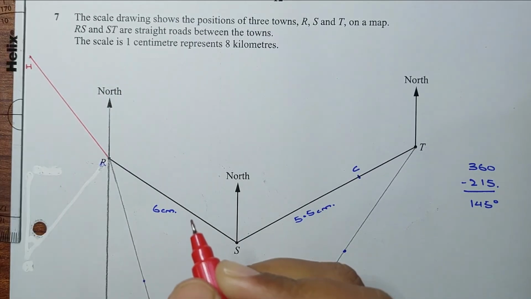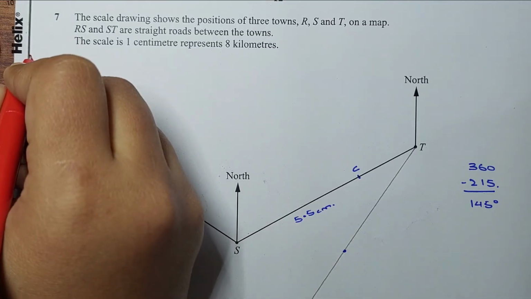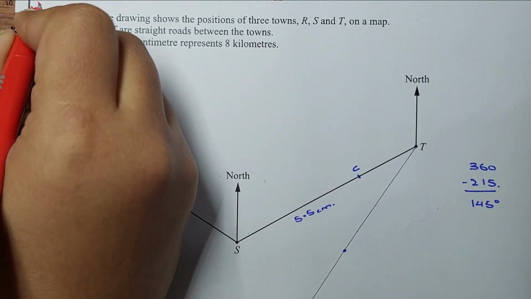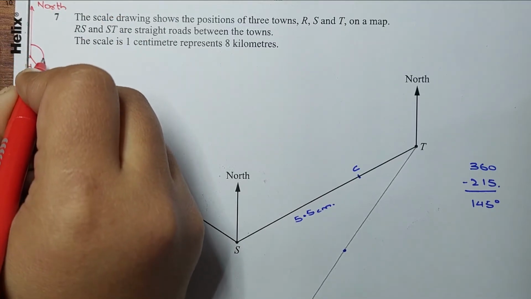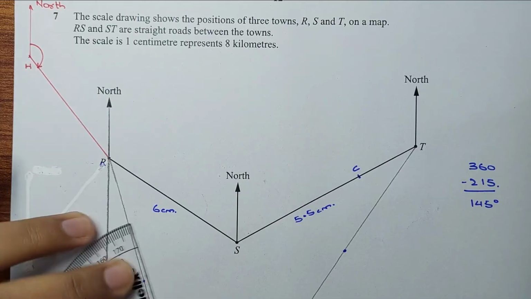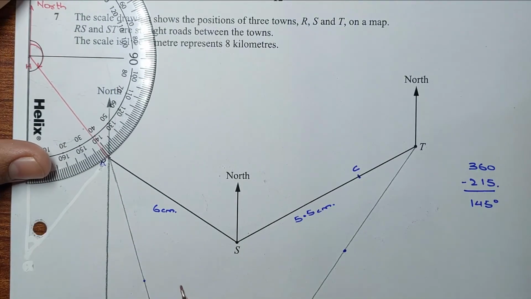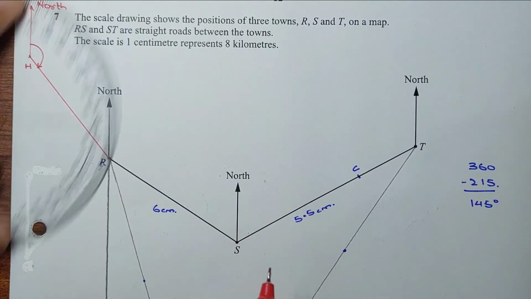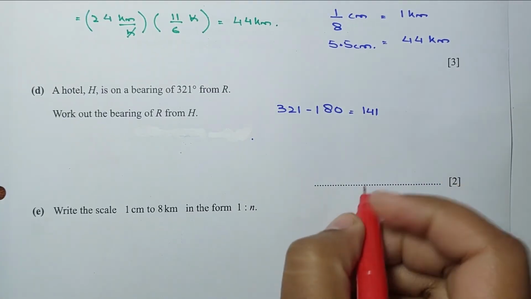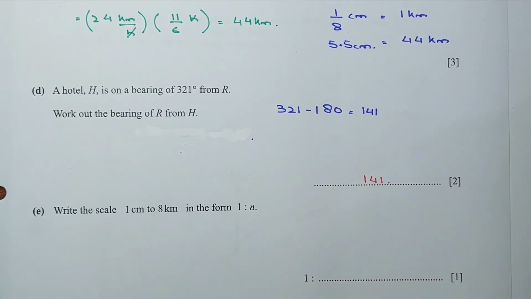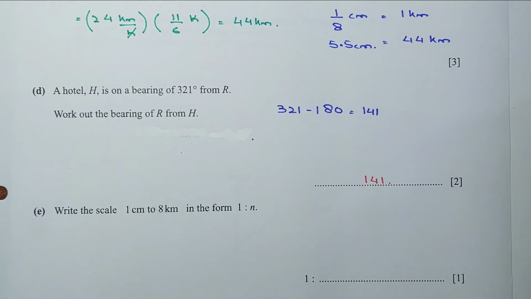Now we have to find the bearing of R from H. From H, it means from the north line of H to R, this angle we have to calculate, right? So this bearing is 141. You can easily see. Now for part E, write the scale 1 centimeter to 8 kilometers in the form 1:n. So that is easy.